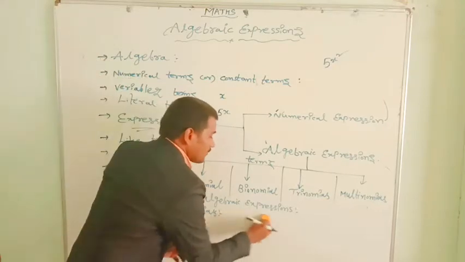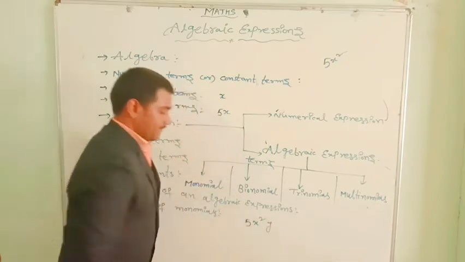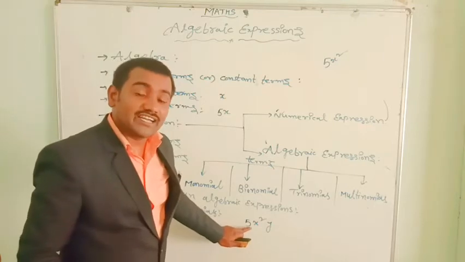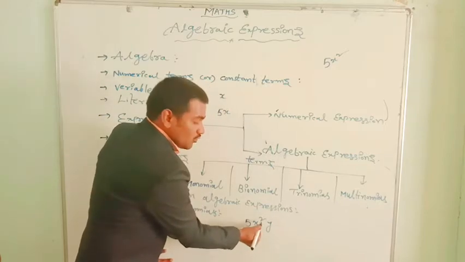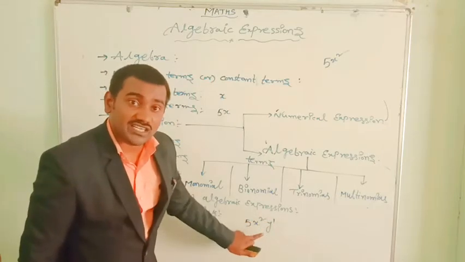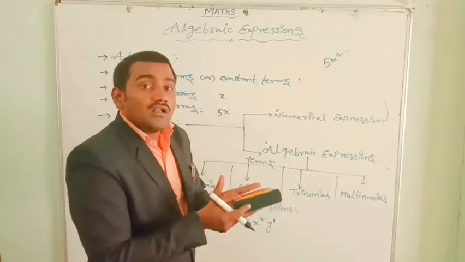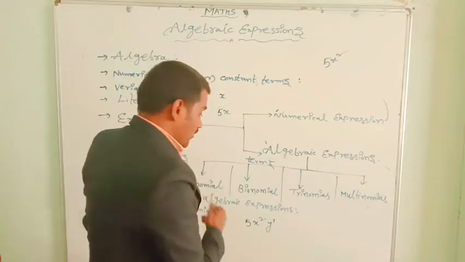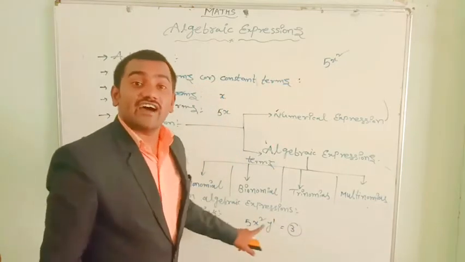Let me take one more example now: 5x square y. What is the degree of this monomial? Here we have only one term, so it is a monomial. See, the x variable exponent is 2, the y variable exponent is 1. We have to take the sum of these two exponents. The sum of all exponents of variables is known as the degree of the monomial. Here 2, here 1, completely 3. So 3 is the degree of this monomial.